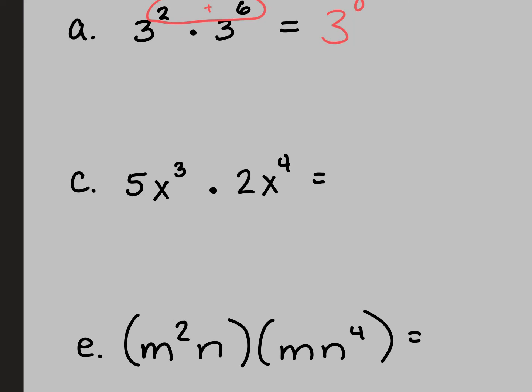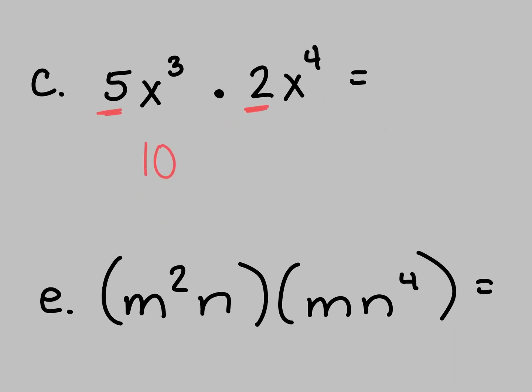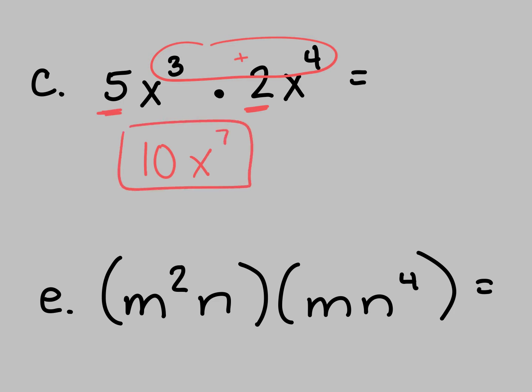Now C is a little bit different. Before I can combine my variables together, what should I do first? What would I multiply first? I multiply the coefficients. So I would multiply the numbers out front first. So what's 5 times 2? 10. And then I could do x to the 3rd power times x to the 4th power. How would I multiply those together? What do I do to the exponents? Add them together. So this would become what? x to the 7th power. So 10x to the 7th power.